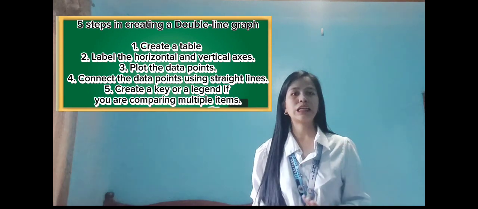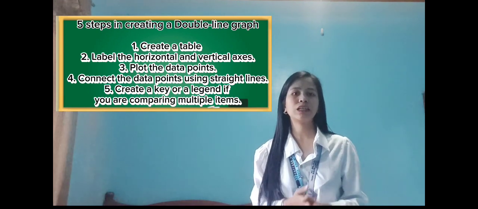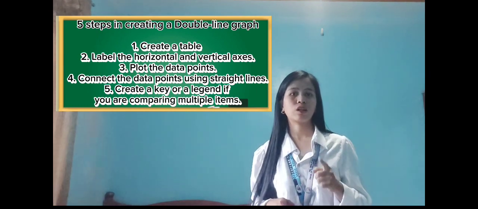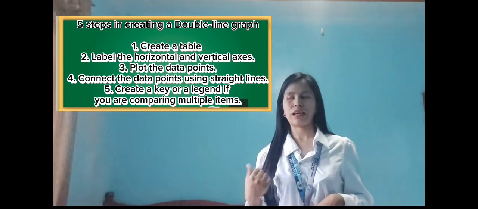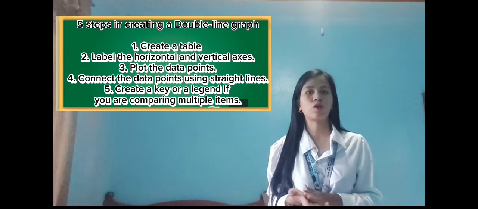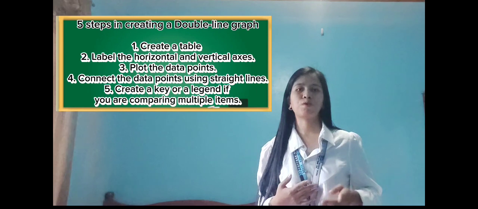And step 4 is to connect the data points using straight lines. Make sure to connect the points that work on the same item only. And step 5 is create a key or legend if you are comparing multiple items.